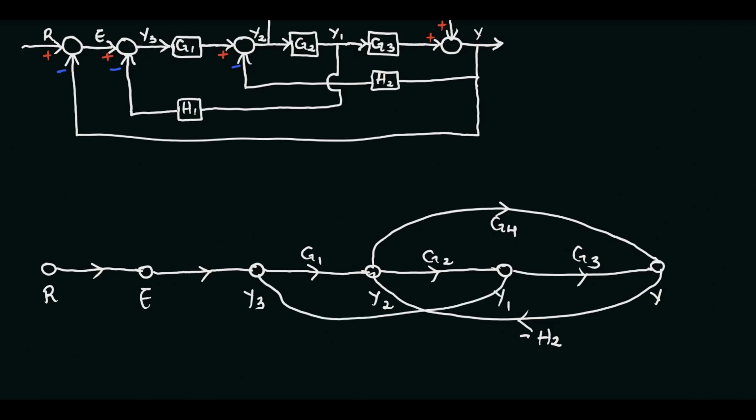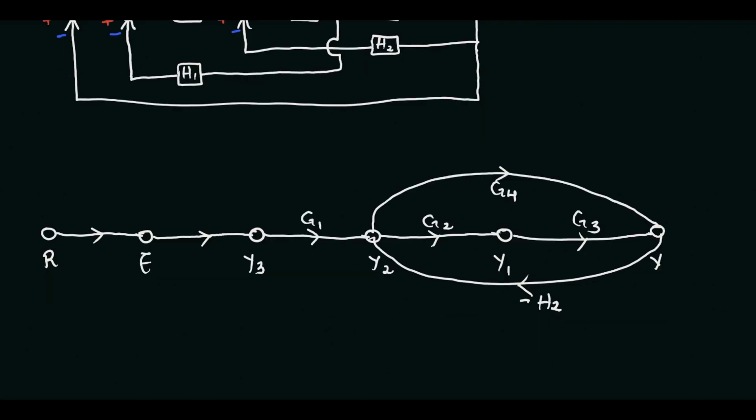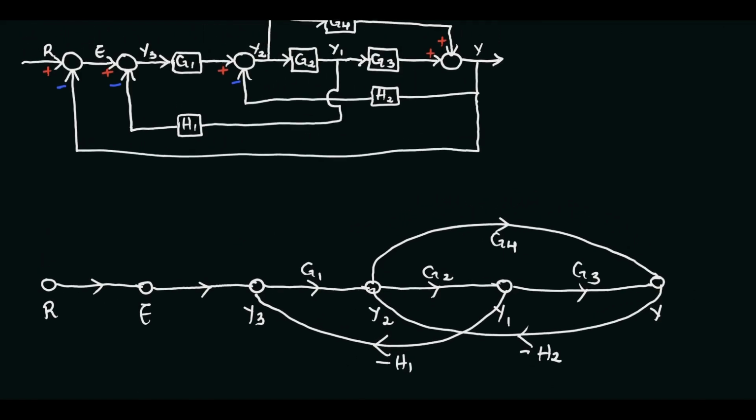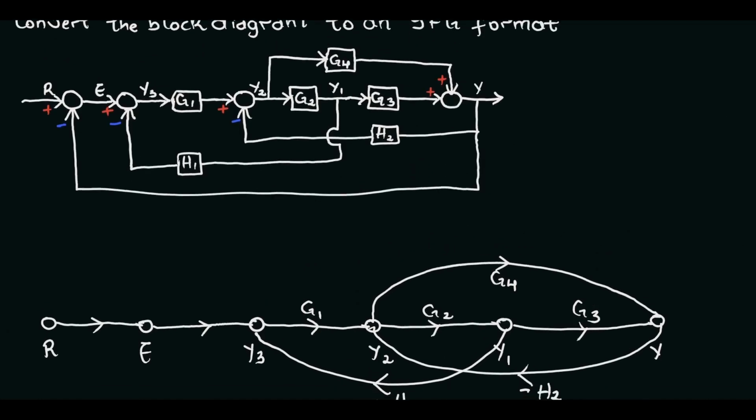From Y1 to Y3, minus H2, minus H1. So like this, you're done with your signal flow graph. This will be one.